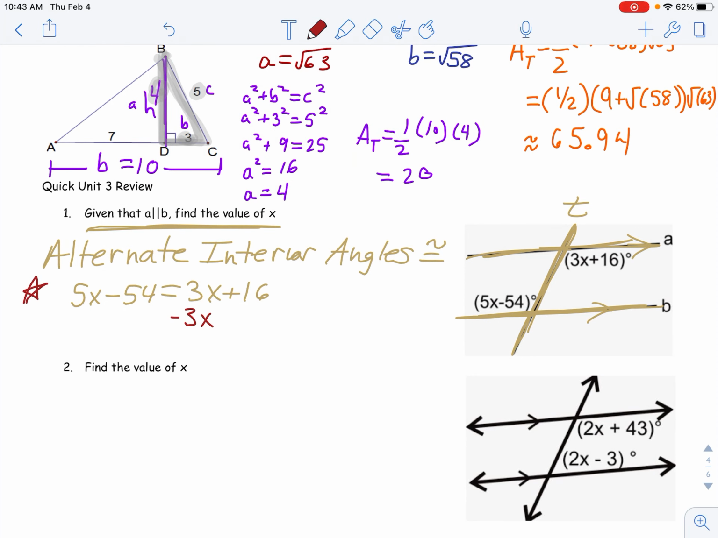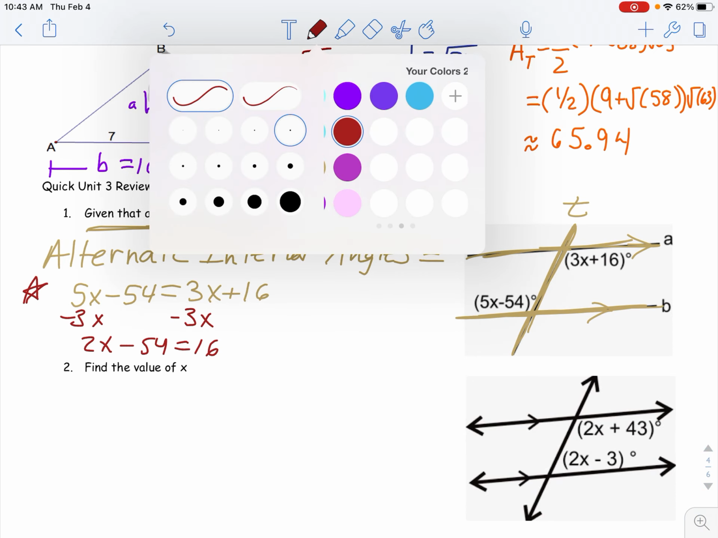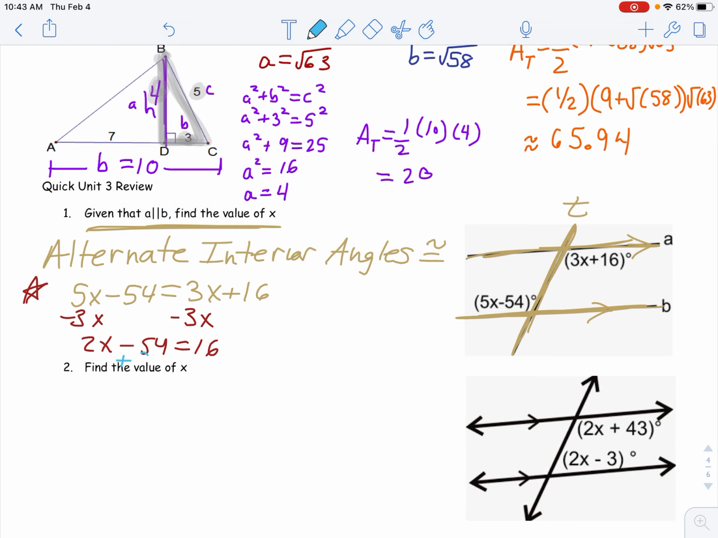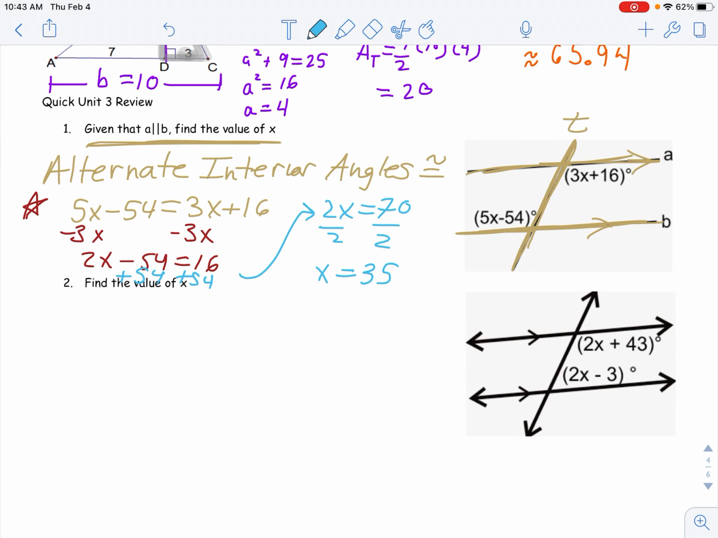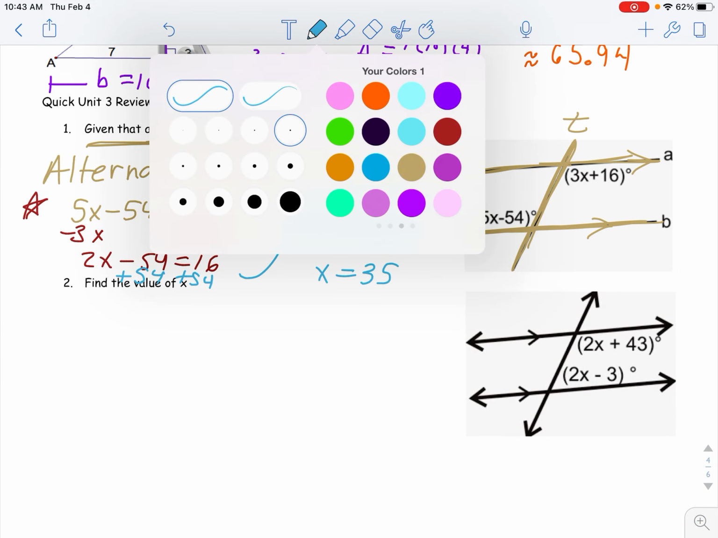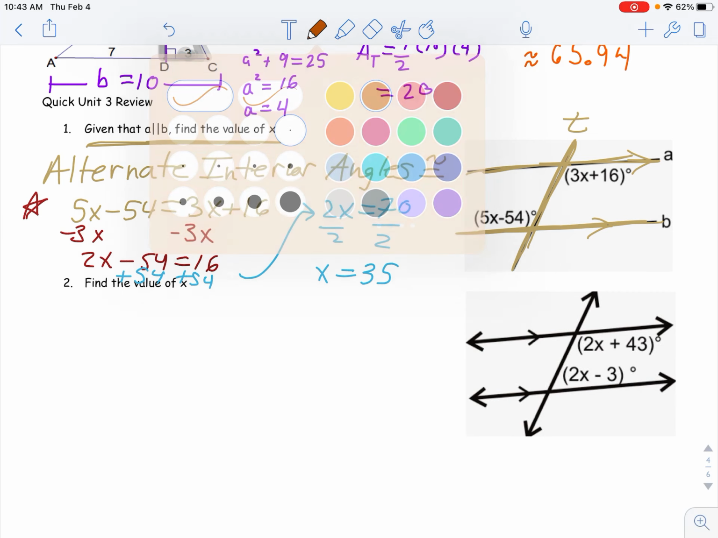It's really this equation that I care about setting up the most, because then we're just going to subtract 3x from both sides. Add 54 to both sides. We're going to get 2x equals 70. All right, so alternate interior angles, we're actually going to see these more throughout the year, and the AIR test is coming up and some other tests. So it's just good to stay sharp and review some of that stuff.